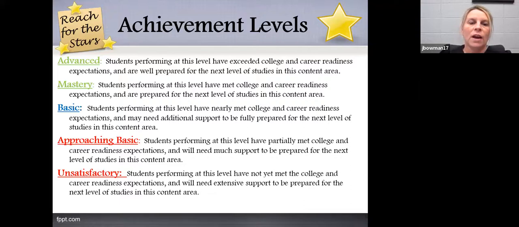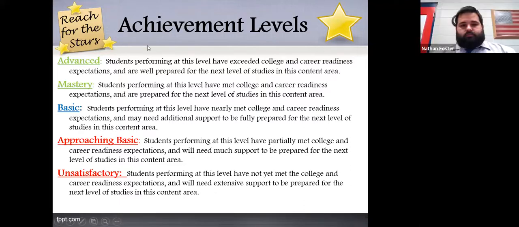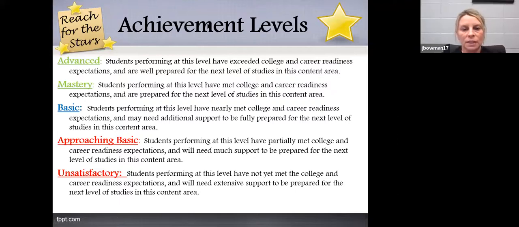Okay, these are the 5 achievement levels. The first one is advanced. Students performing at this level have exceeded college and career readiness expectations and are well prepared for the next level of studies in the content area. The next one is mastery. Students performing at this level have met college and career readiness expectations and are prepared for the next level of studies in this content area.